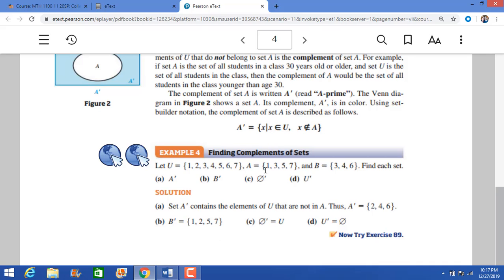Now, what's the complement of the empty set? Well, if the empty set is nothing, then the complement of the empty set must be everything. So that means it would be U. So the complement of the empty set is the universal set. The complement of the universal set is the empty set, because the universal set has everything. If you want the complement of everything, that's nothing, right?